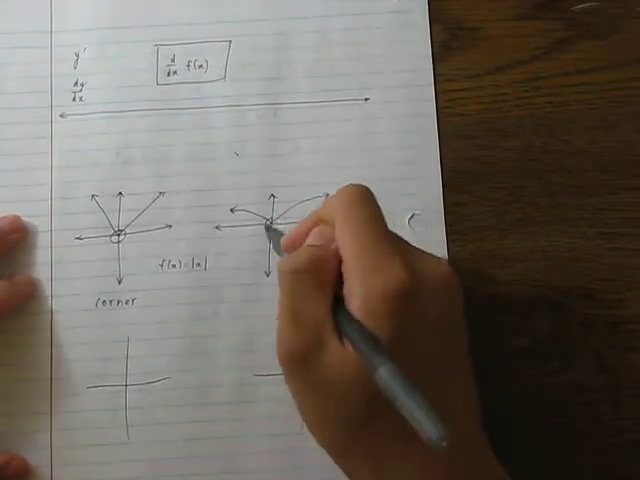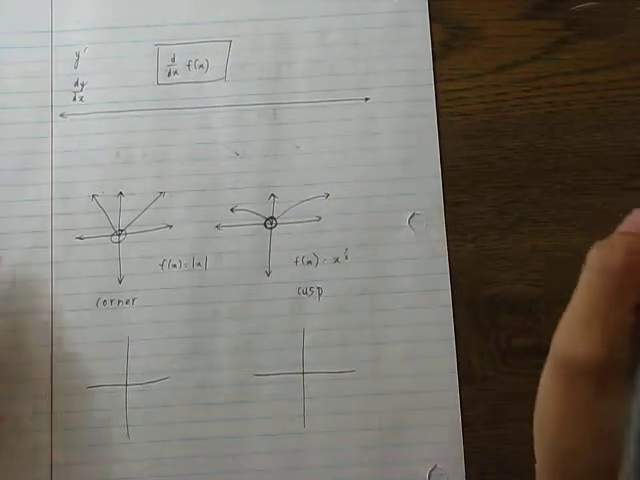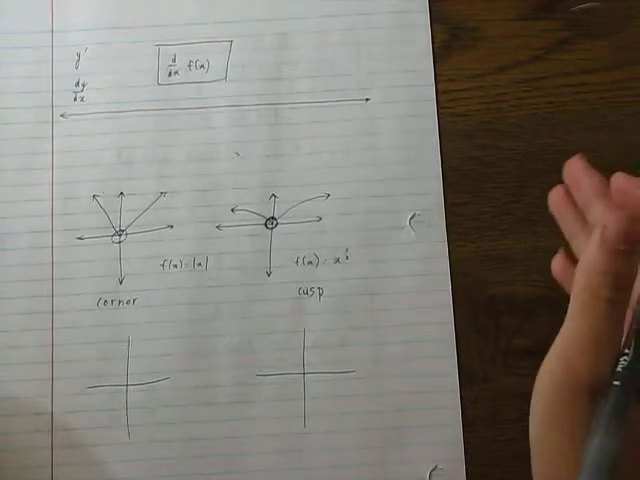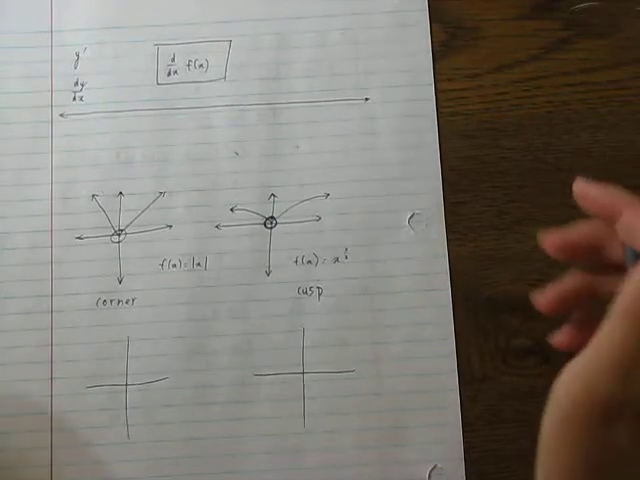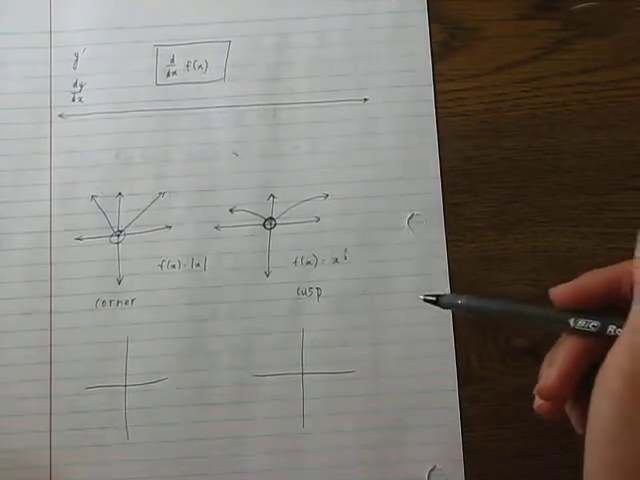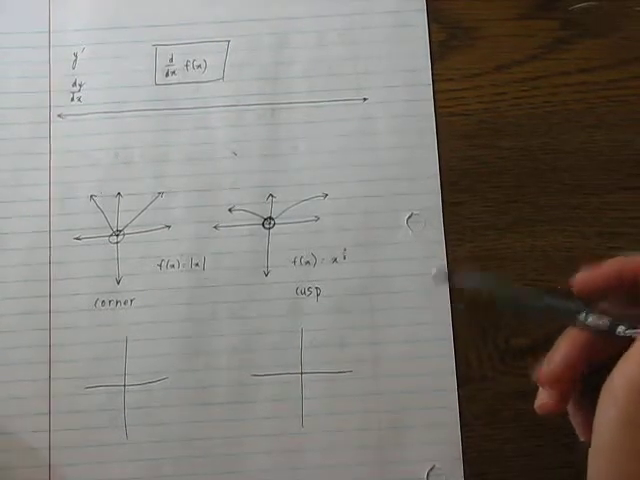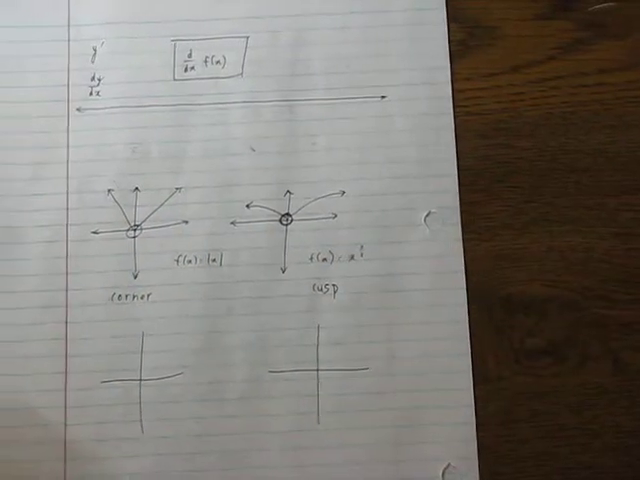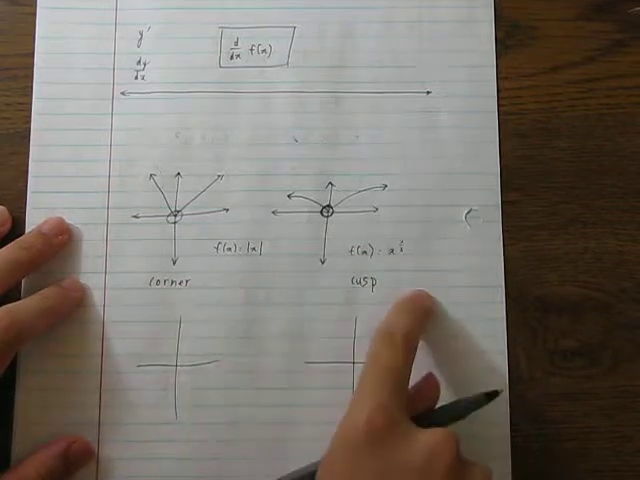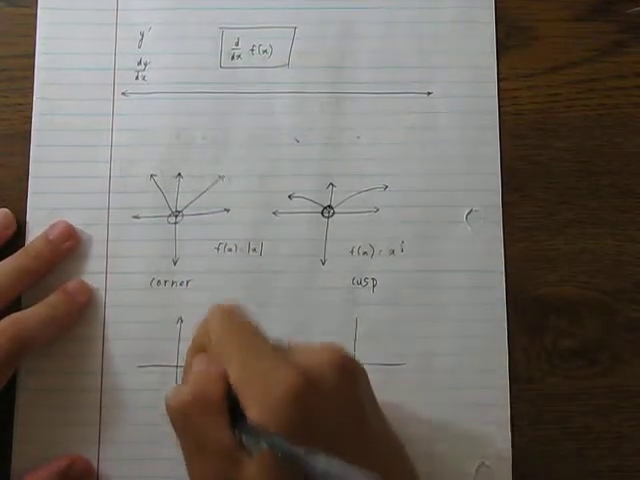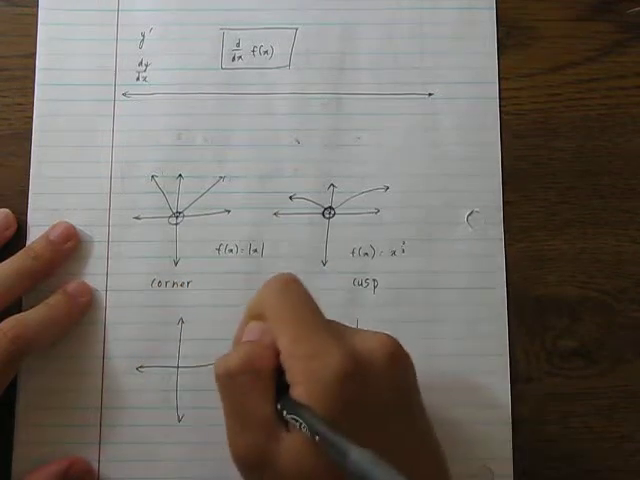So at a cusp, right around here, you will not have a derivative because the secant line approaches positive infinity from one side and negative infinity from the other side. And this is basically an extreme case of a corner. So think of these two as one, basically. So far we have corner and cusp. What else? We also cannot have a derivative when we have a vertical tangent.